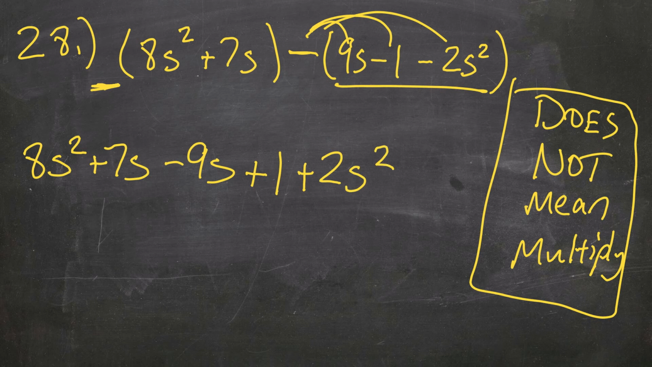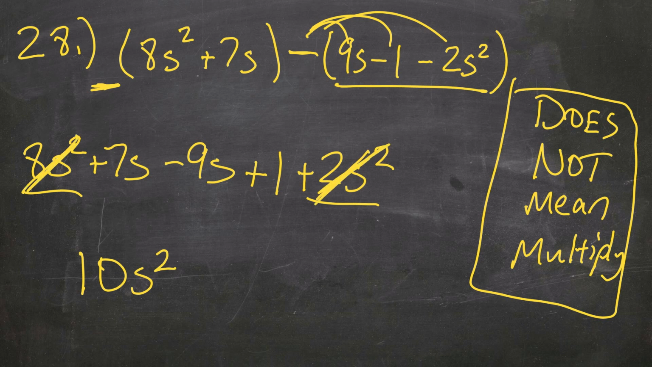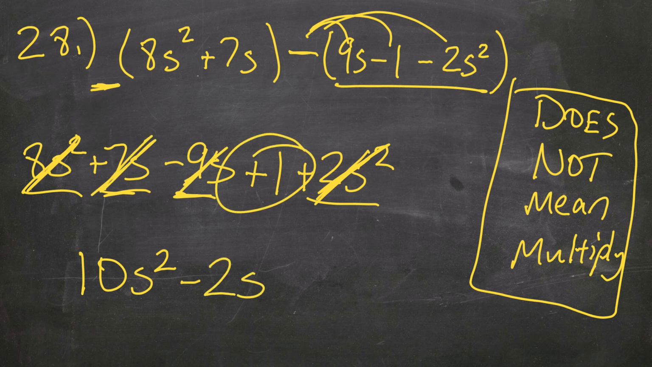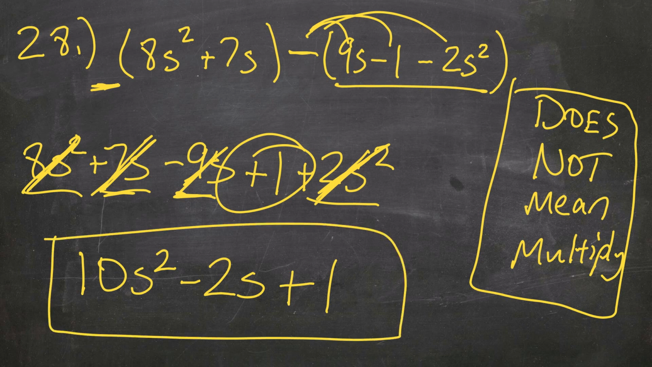Now I just add up like terms. 8s squared and 2s squared is 10s squared. Notice I cross them out when I'm done so I don't accidentally use them again. 7s and minus 9s, that becomes minus 2s. Cross them out when I'm done. The only thing that's left is plus 1, so plus 1 is my final answer. Done.